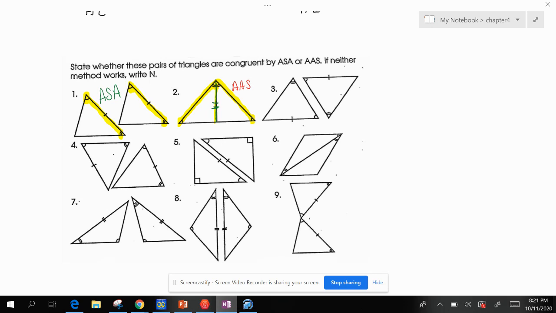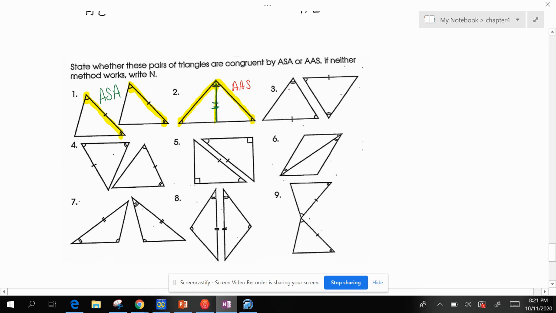How about number 3? Two triangles, they're not touching in any way, so no vertical angles or reflexive property. How would I prove these two to be congruent? Am I using angle, angle, angle, side, or neither? We can't prove them congruent because the tallies don't make any sense. The markings make no sense.